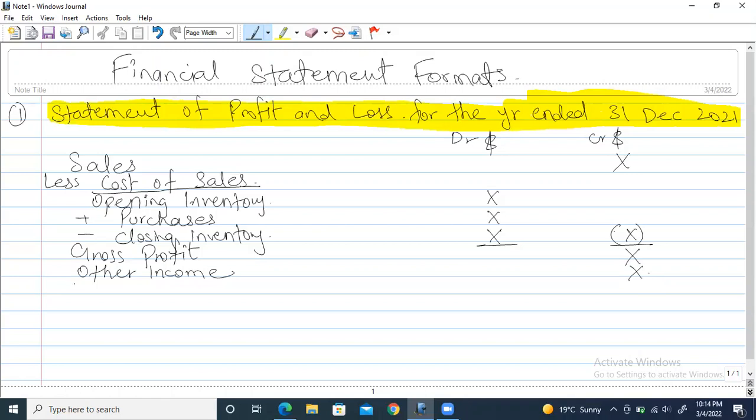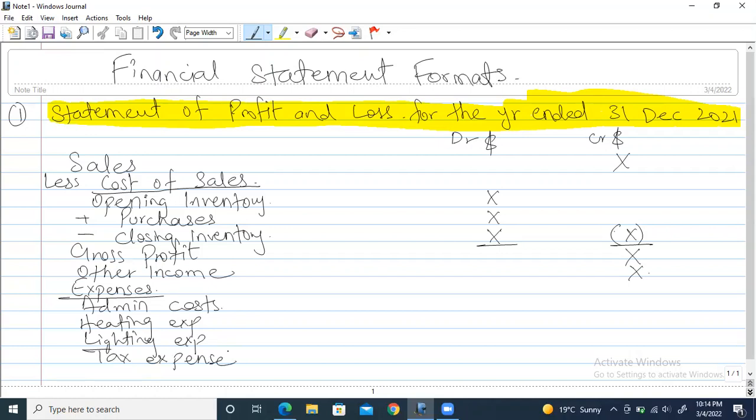Now the final thing that is subtracted from here is expenses. So expenses have different types. I'm just writing some of them over here. Let's say admin costs, like the administration costs, right? Let's say the heating expense, lighting expense, right? So all of these are expenses. There is one major expense for the company as well, which is called tax. So tax expense is also minus from here, right?